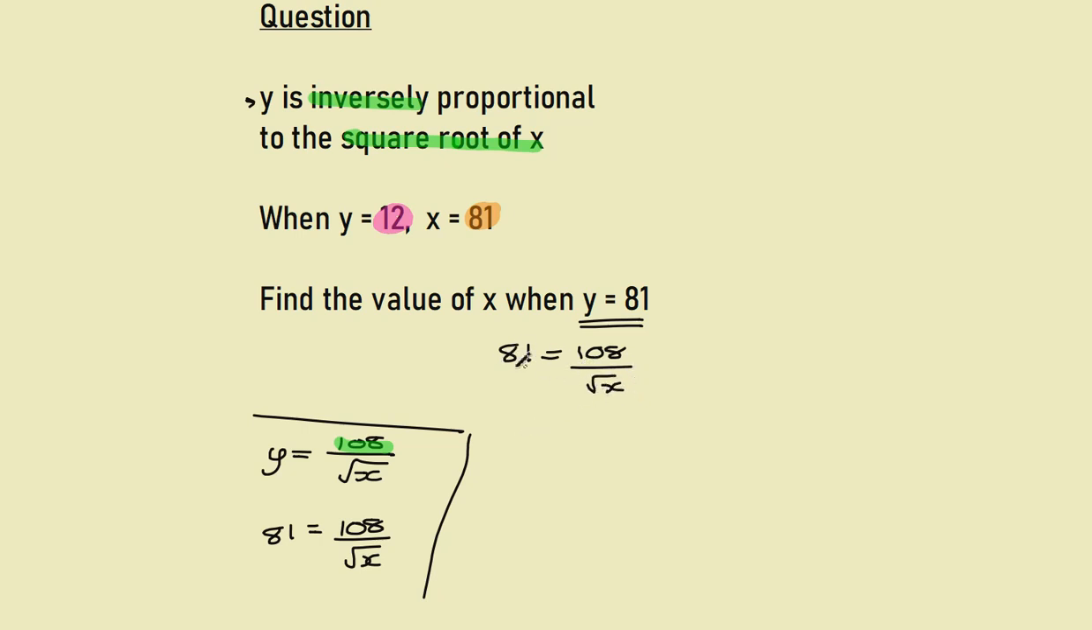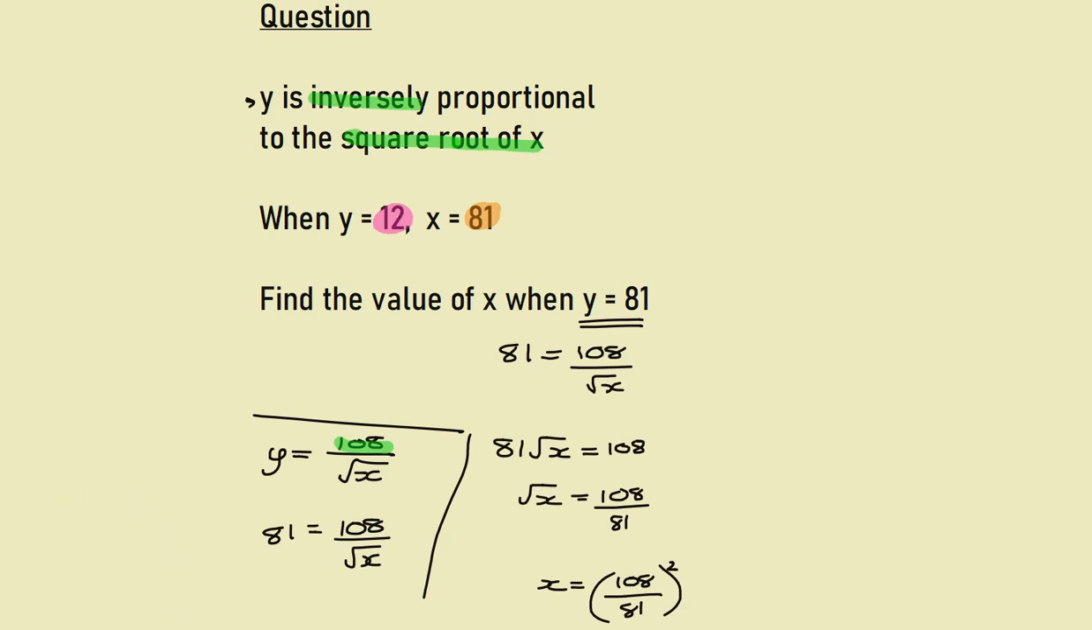Okay, so I'm going to start this by multiplying 81 by root x. So 81 root x is 108. I'm then going to divide through by the 81, so root of x is 108 divided by 81. And I'm then going to square it, so x is 108 over 81, squared. Put it into your calculator and get your answer.